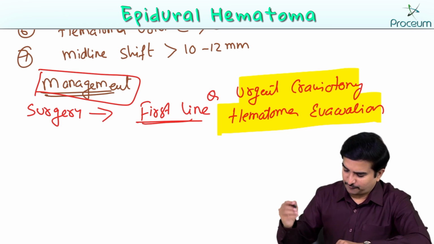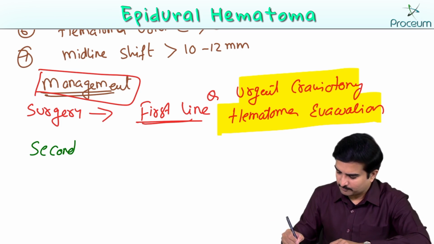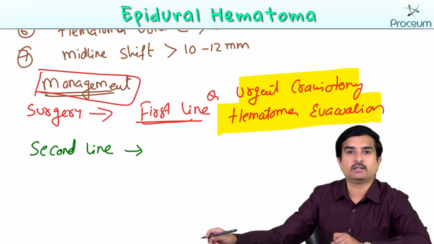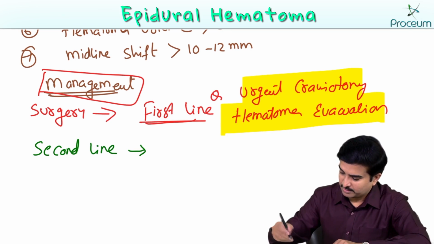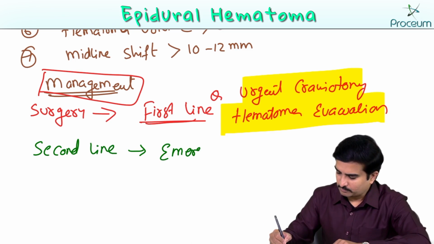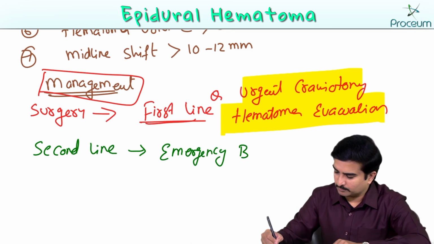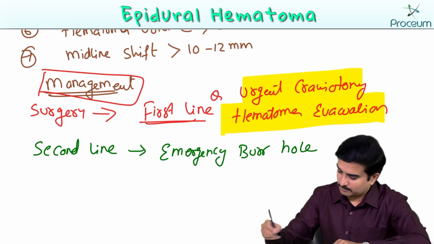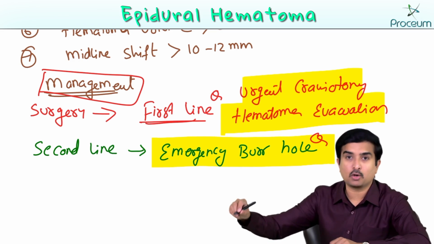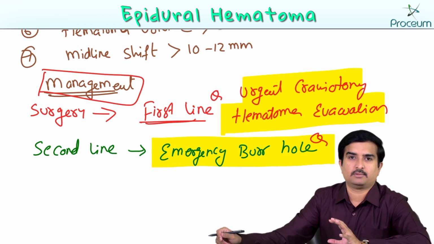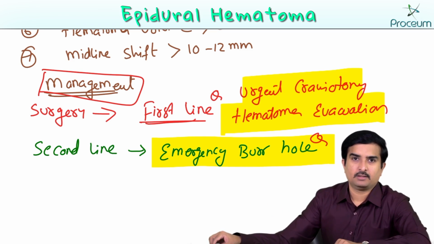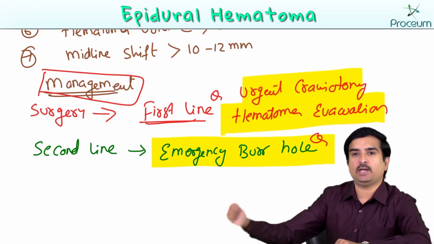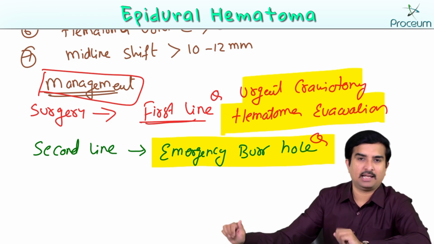So whenever we speak about the first line, what would be the second line? Think about this point. Emergency burr hole. Concentrate on the wordings over here. Emergency burr hole. So what do you mean by this emergency burr hole? This procedure actually consists of drilling one or more holes in the skull, mainly to drain as well as evacuate an epidural as well as subdural hematoma.